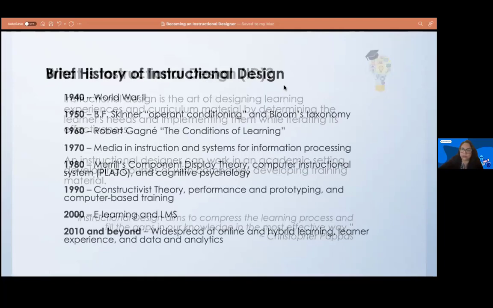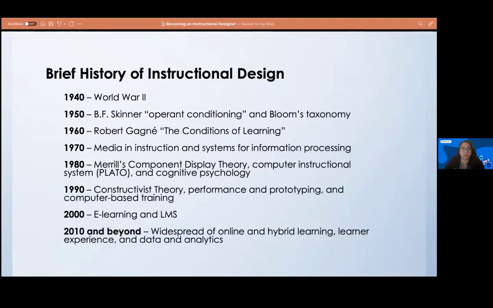The field is recent, it's young. It started in 1940 during World War II, when psychologists and educators joined forces to create training material for soldiers. That was the first time that the term instructional design came into play. And then in the 1950s, B.F. Skinner introduced what is known as operant conditioning, which is instruction through small steps and instant feedback.